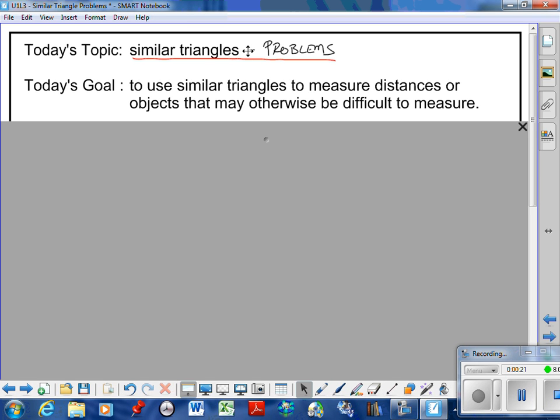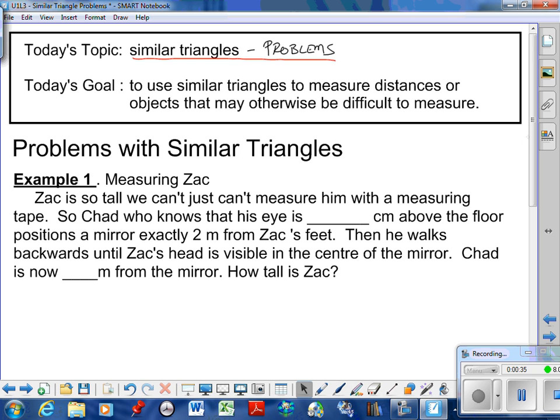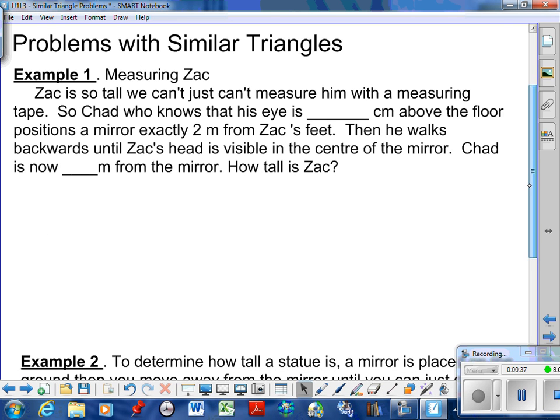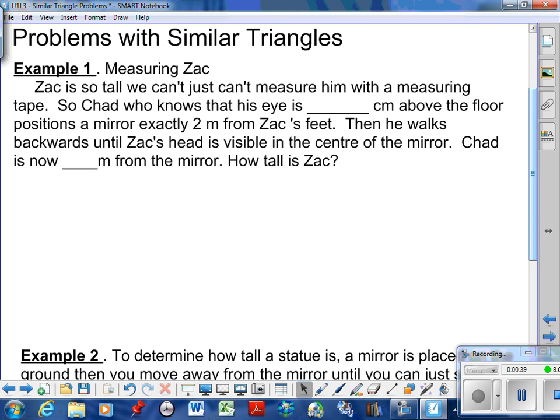So what's the goal? I want you to be able to use similar triangles to measure distances and objects that are difficult to measure. All right, and we're going to do some real world applications. You're going to pretend to think this is cool because it makes me happy, and then you can roll your eyes at me later, when you leave the class. But anyway, problems with similar triangles.